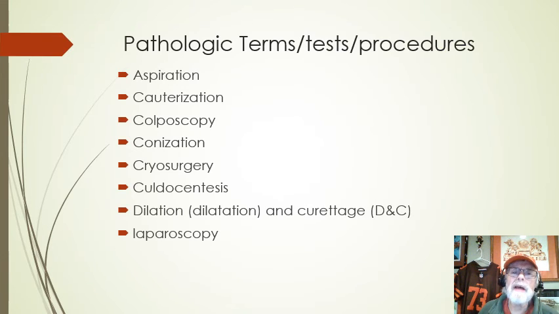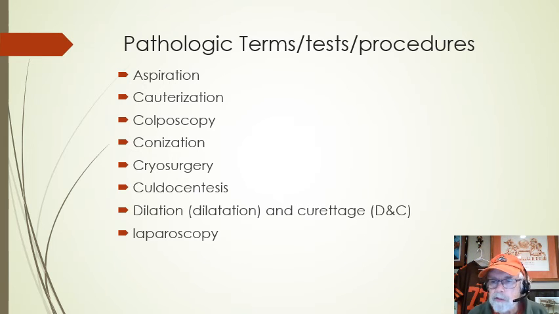Okay, a couple pathological terms. Aspiration. Aspiration just means to suck something out. Cauterization is a term which is not specific for this, but just means to burn or freeze something off. Okay, it's mostly a burning type thing. When they have that abnormal pap smear and they have abnormal cells in the cervix, they could go in with a little electric spark and burn it, and that's called cauterization.